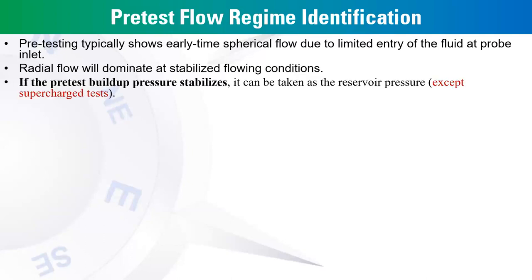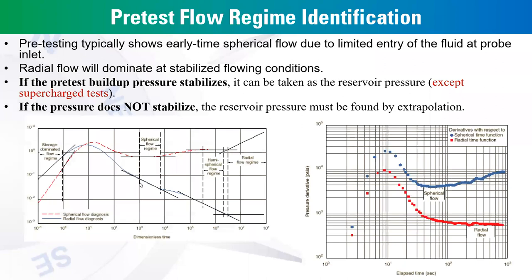So for the pretest, or the measurement of reservoir pressure, we typically have an early time spherical flow due to the limited entry of reservoir fluid, the limited flow area of the tool probe, and then we can find a radial flow with time at stabilized flowing conditions. So this is the flow regime that can be identified while pumping out or while pretesting in the bottom hole pressure measurements.